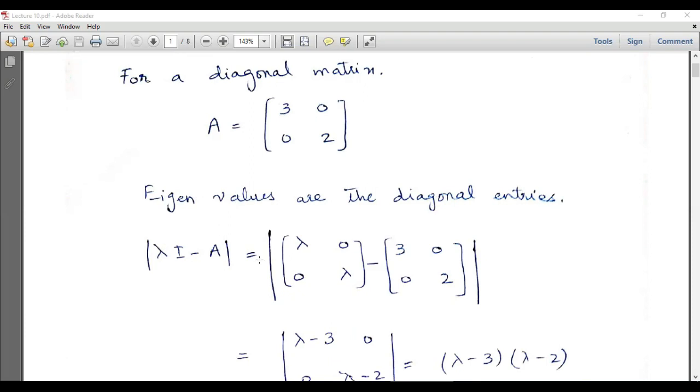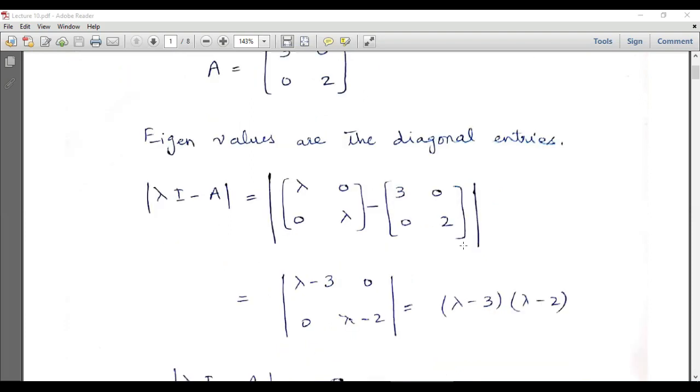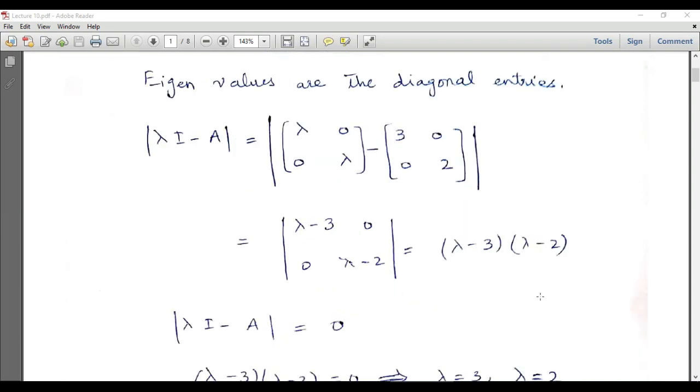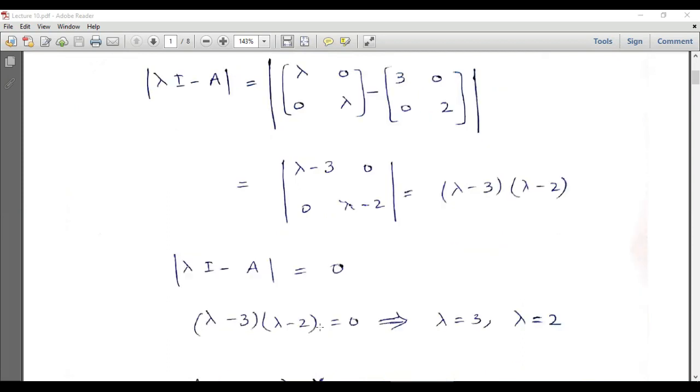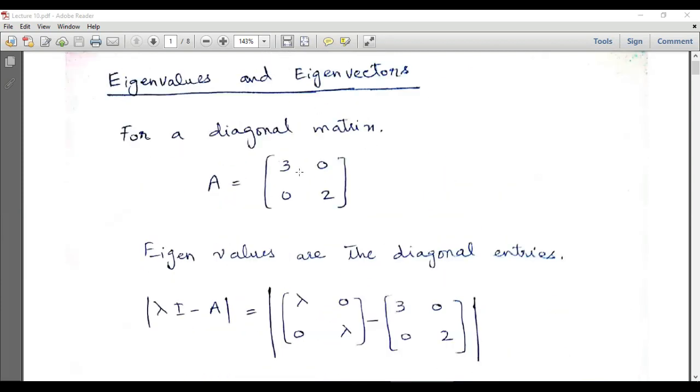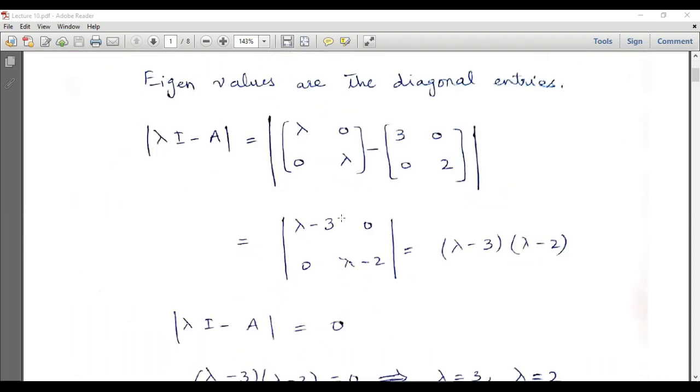The determinant of lambda I minus A should be equal to 0, where this is the lambda I matrix and this is the A matrix. We can subtract them and take the determinant, which is equal to (lambda minus 3) into (lambda minus 2). By equating this determinant to 0, the roots are lambda equal to 3 and lambda equal to 2, and these are the diagonal entries. So in a straightforward way, we can write that these are the two eigenvalues of the A matrix.